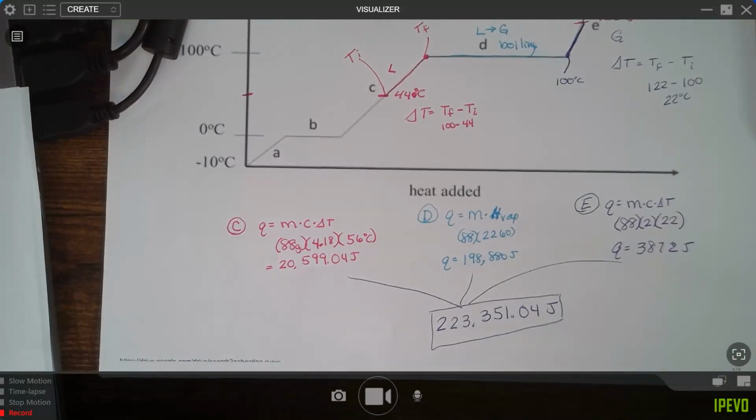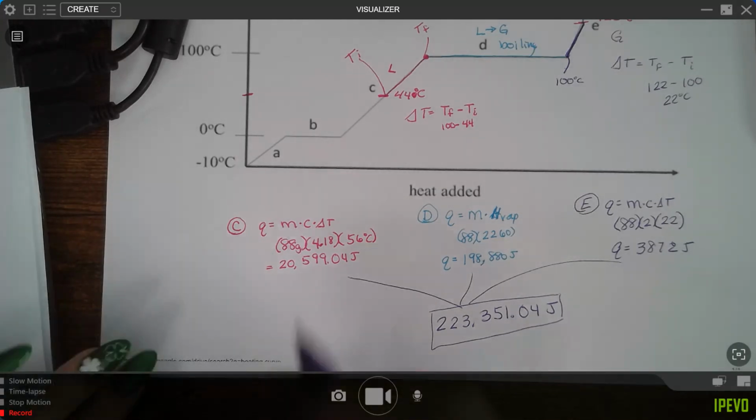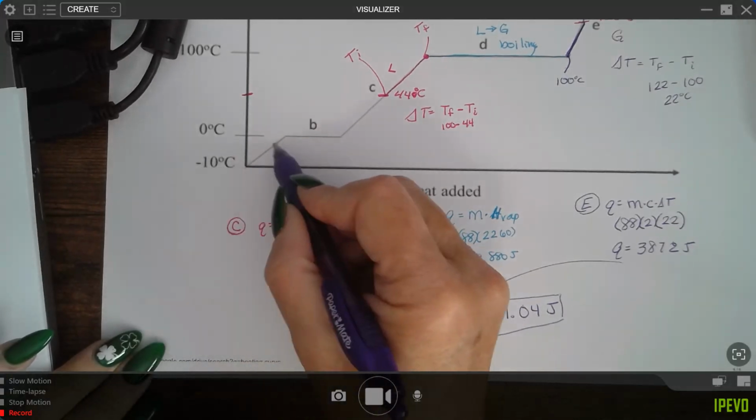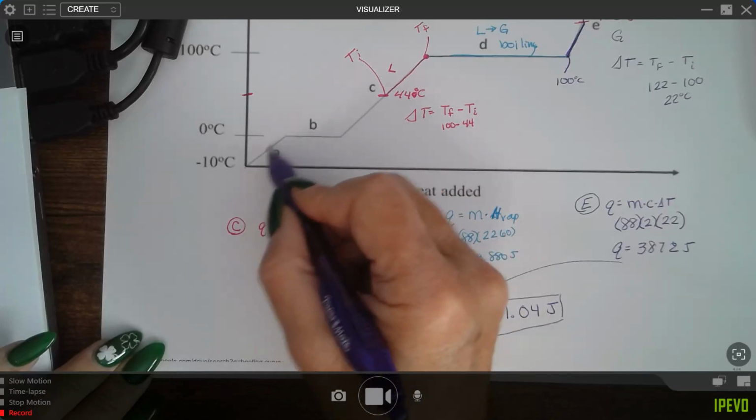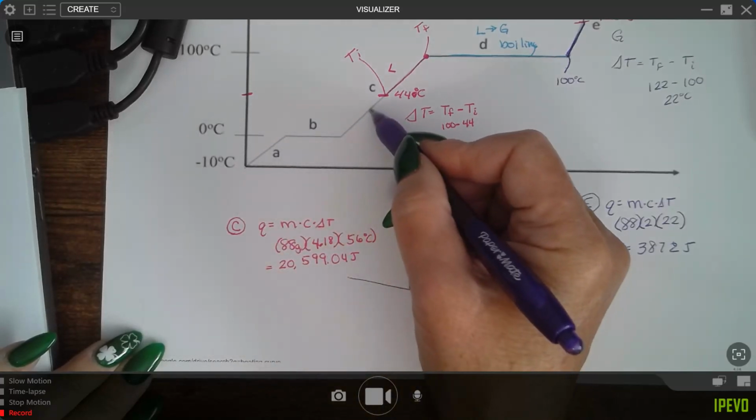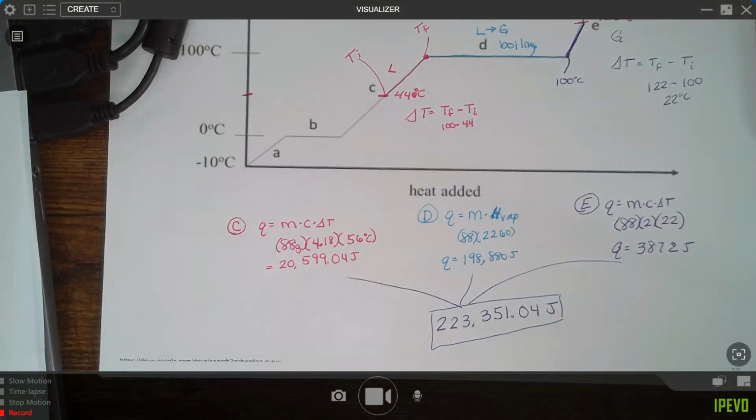That was showing you what would happen if you started in the middle of the graph. Another situation you might see is starting down here with a solid, doing a couple of legs, and ending up somewhere other than at the top. When you're setting these problems up, it's really important to look at the temperature where things start and relate that to the melting point and boiling point, so you start at the right place, end at the right place, and do the right calculations.